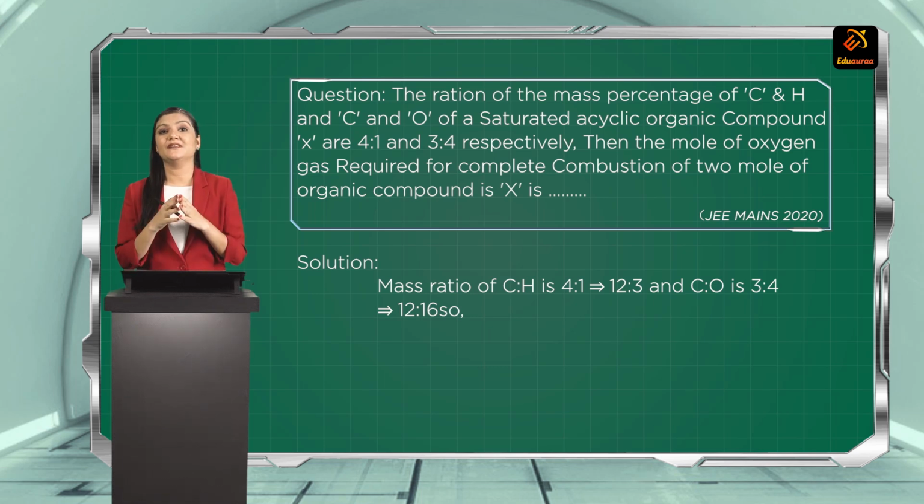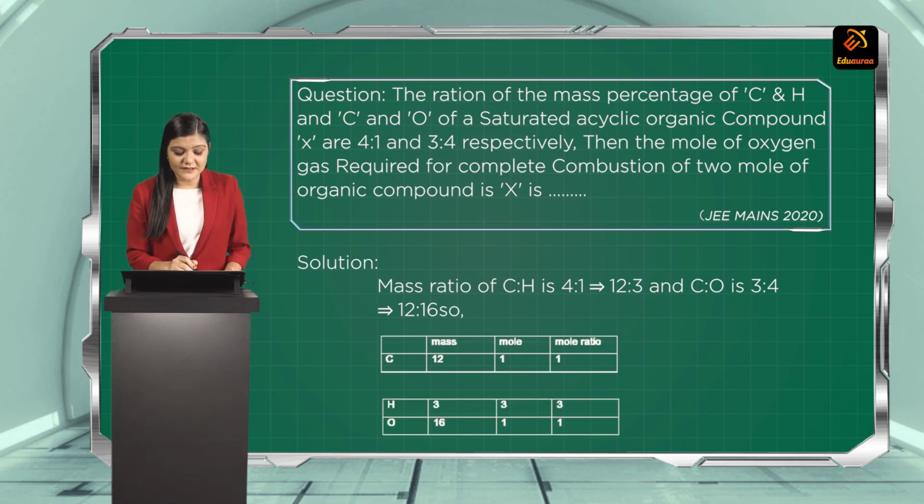We have to find out the empirical formula. So, we will draw the table. In this table, the first column will contain the name of the element. The second column will contain the mass. Mass of carbon is 12, hydrogen is 3, and mass of oxygen is 16. Moving on to moles. Moles of carbon is 1, hydrogen is 3, and oxygen is 1.